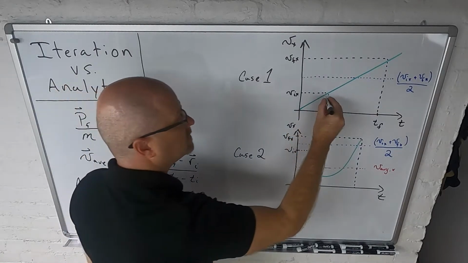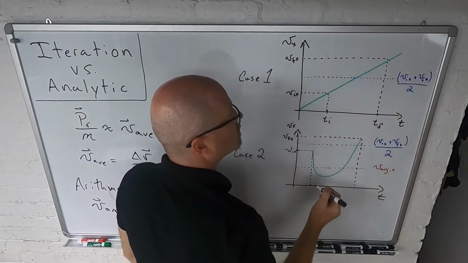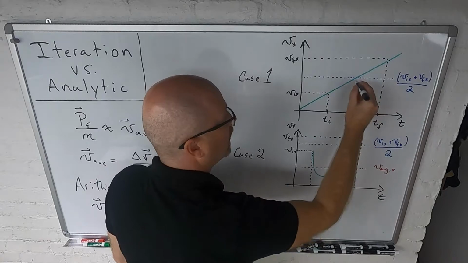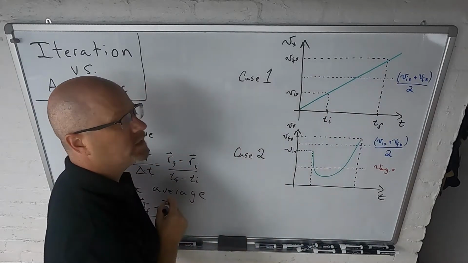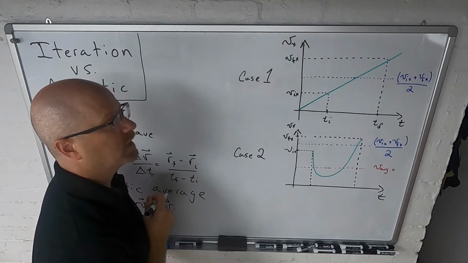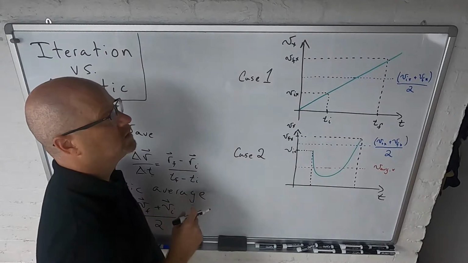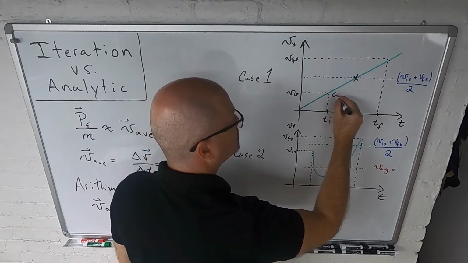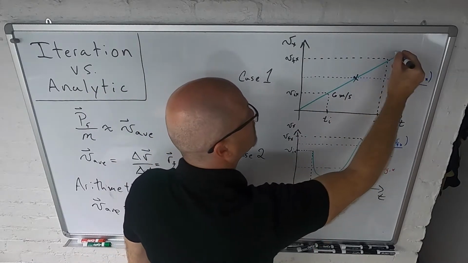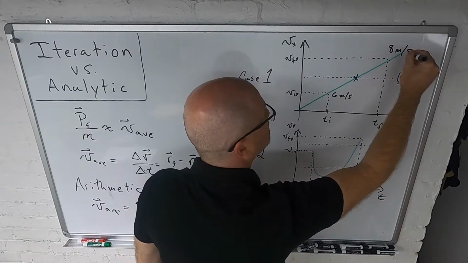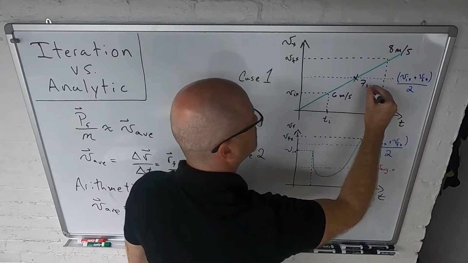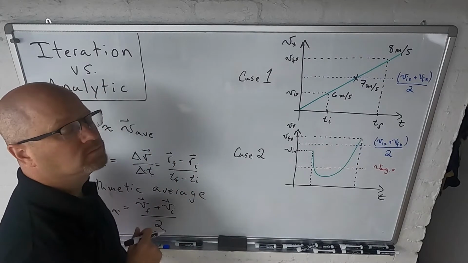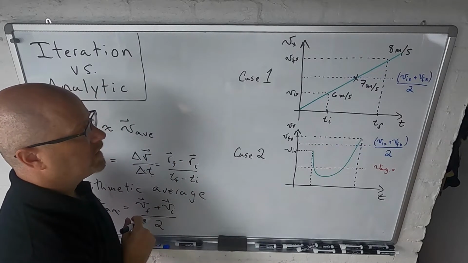So if I take these 2 points, here and here, and I plug them into my equation for the arithmetic mean, I get the value right in between, because it's a simple analytical way to solve for the average velocity. So if this was 6 meters per second and this was 8 meters per second, well, the average velocity, of course, would be 7 meters per second. 6 plus 8 over 2, 7.